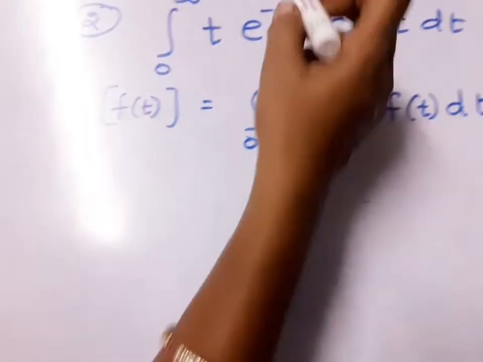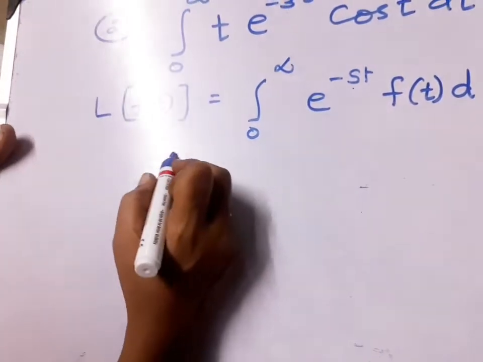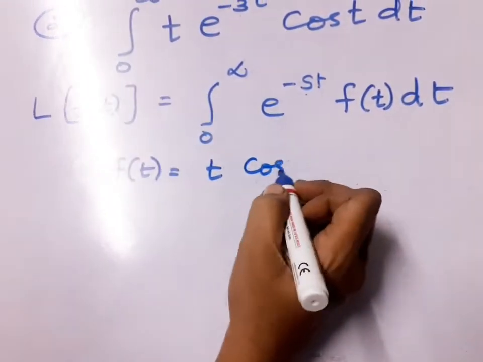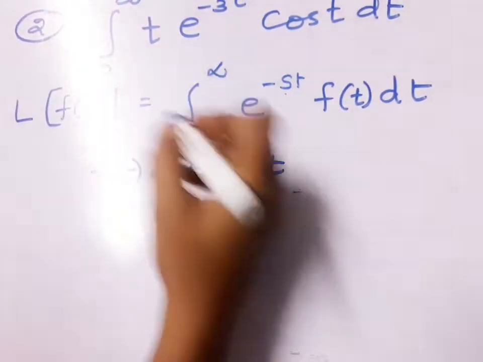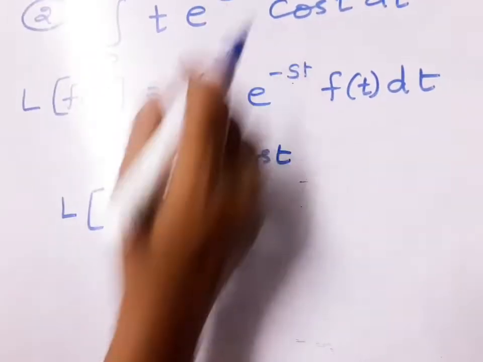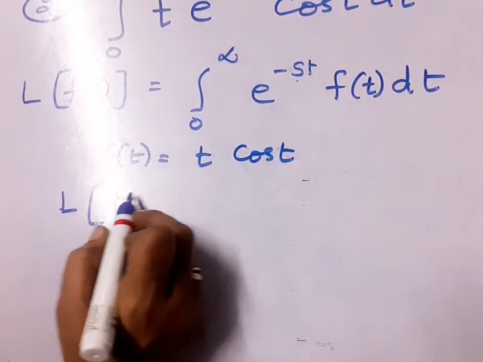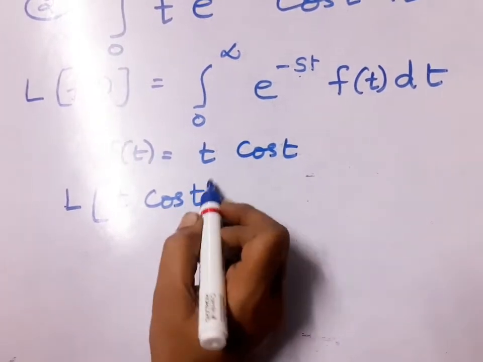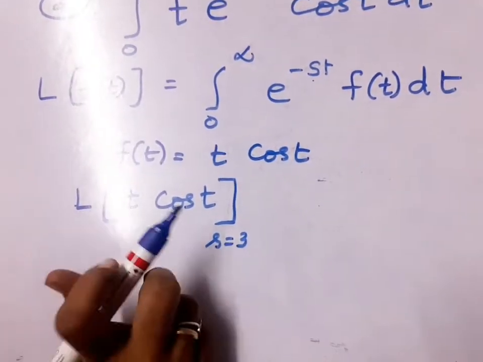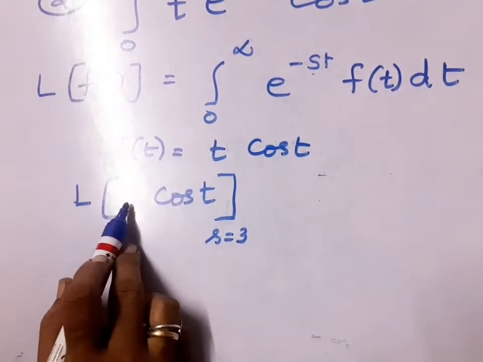When we compare these two, we can take f of t as t into cos t. So this question is nothing but the Laplace transformation of t cos t with s value as 3. But first we find the Laplace transformation of t cos t.